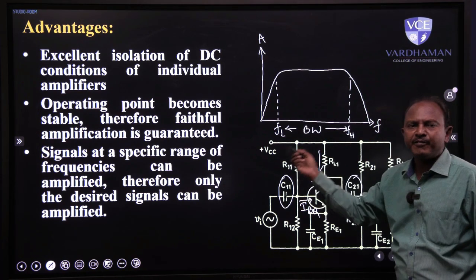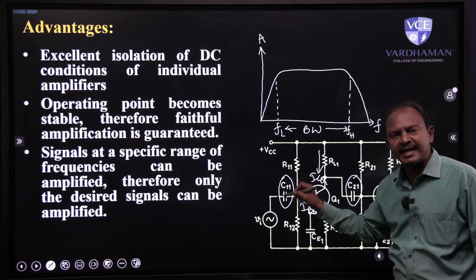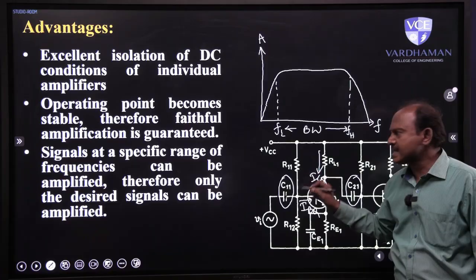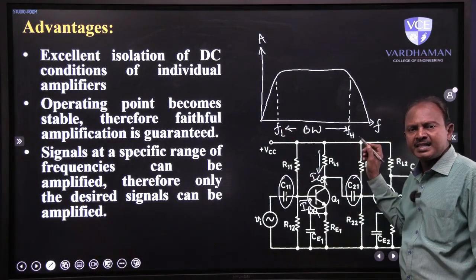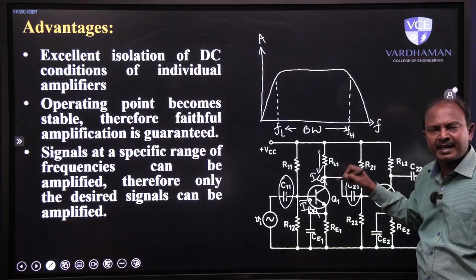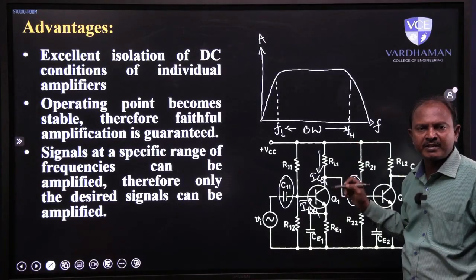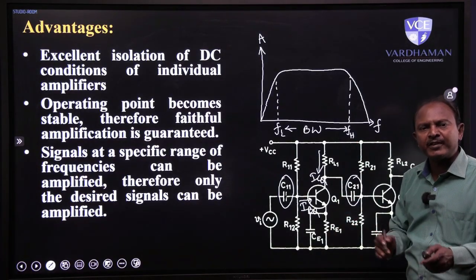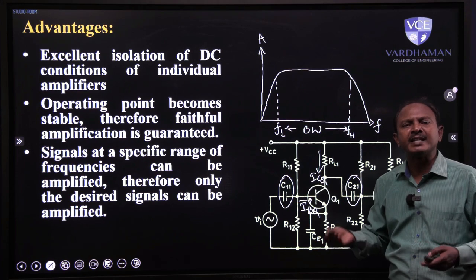Why? Because FL is in our control, because the coupling capacitors are designed and connected by us only. As a result, this FL value is established by us only, and for FH, the upper cutoff frequency from the internal capacitors of the transistor, we will set this upper cutoff frequency. As a result, both FL and FH are in our control. As a result, the bandwidth of the amplifier is in our control.